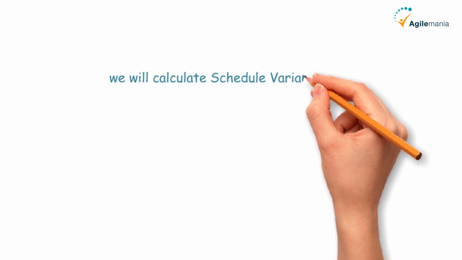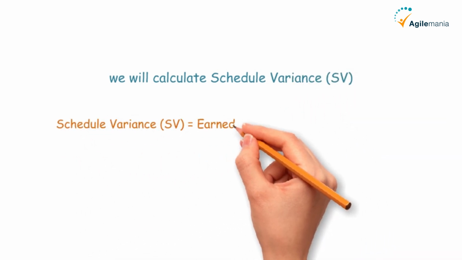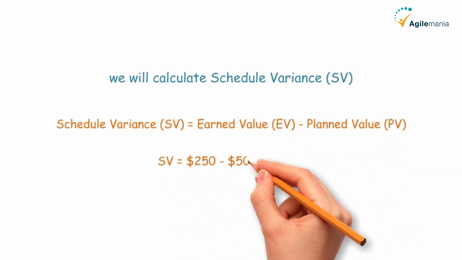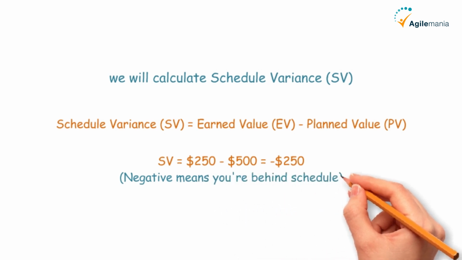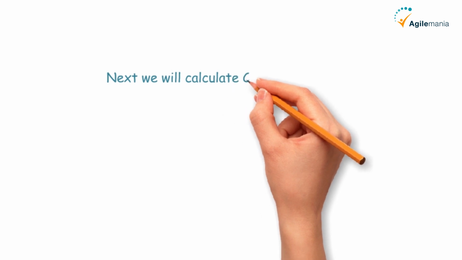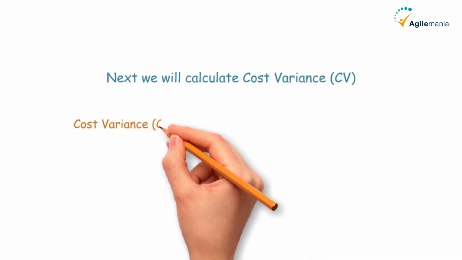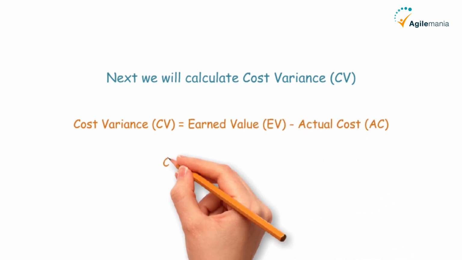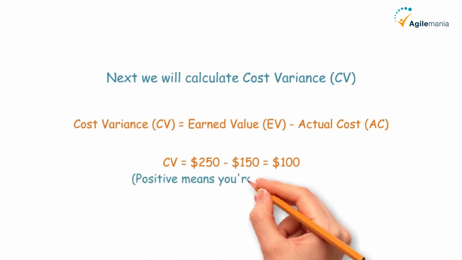Next, we will calculate schedule variance, SV. The formula is schedule variance, SV, equals earned value, EV, minus planned value, PV. SV equals $250 minus $500 equals minus $250. Negative means you're behind schedule. Next, we will calculate cost variance, CV. The formula is cost variance, CV, equals earned value, EV, minus actual cost, AC. CV equals $250 minus $150 equals $100. Positive means you're saving money.